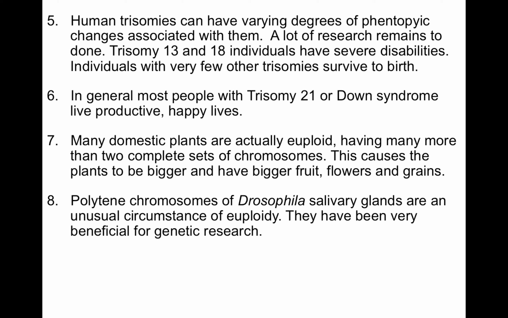In general, most people with trisomy 21 or Down syndrome live productive, happy lives. Many domestic plants are actually euploid, having many more than 2 complete sets of chromosomes. This causes the plants to be bigger and have bigger fruit, flowers, and grains. Polytene chromosomes of Drosophila salivary glands are an unusual circumstance of euploidy. They have been very beneficial for genetic research.